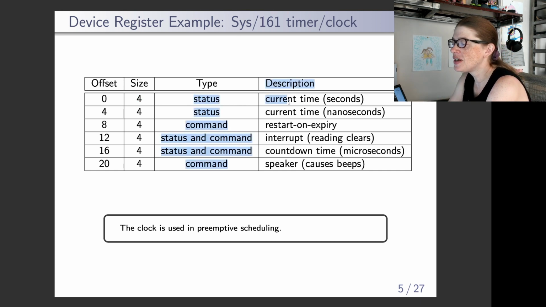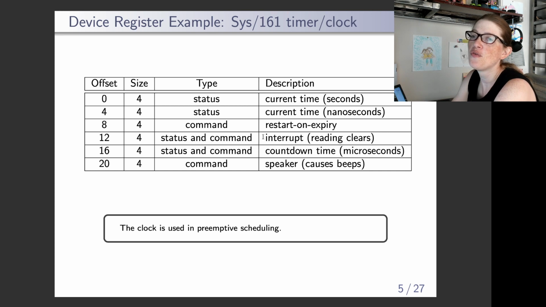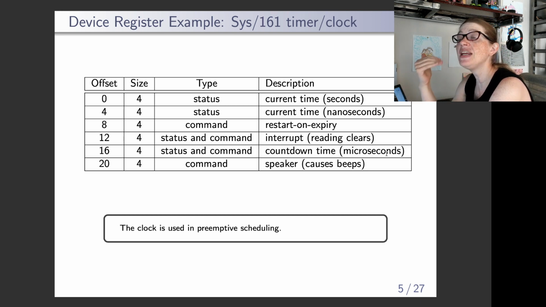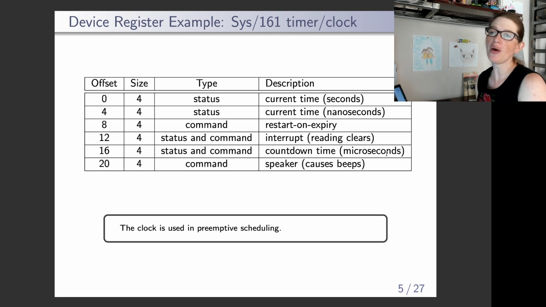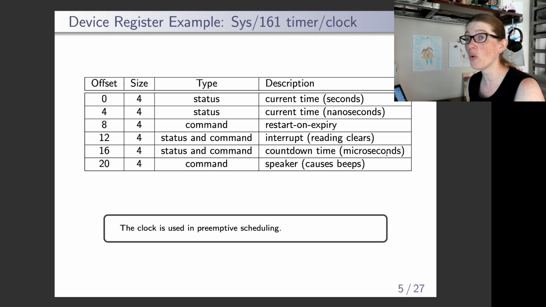All right, so we've got these registers to store the current time. Then we've got a command register and 2 status and command registers. Now these 3 registers here are actually used for creating countdowns. So you have the status and command register called countdown time. When you write to this register, you write how many microseconds you want the clock to do a countdown for. So if you want it to do 100 microseconds, you would write 100 to this register. And the act of writing that number to the register would actually start a countdown for 100 microseconds.